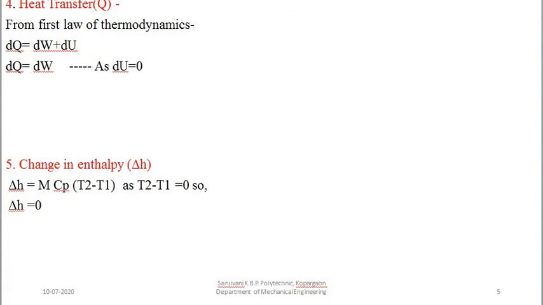The next parameter is the change in enthalpy. For all the gas processes, the change in enthalpy formula is the same, that is delta H is equal to m Cp (T2 minus T1). Again, the temperature change is 0, therefore delta H is equal to 0. So the change in enthalpy for an isothermal process is equal to 0.